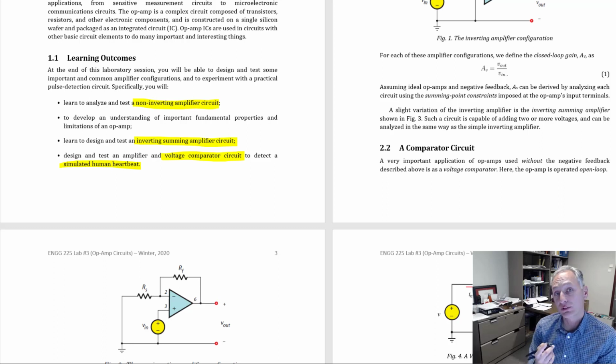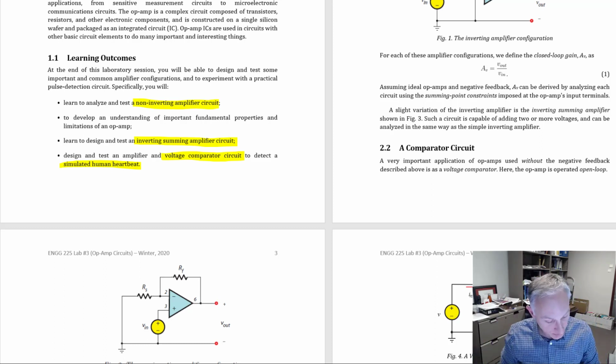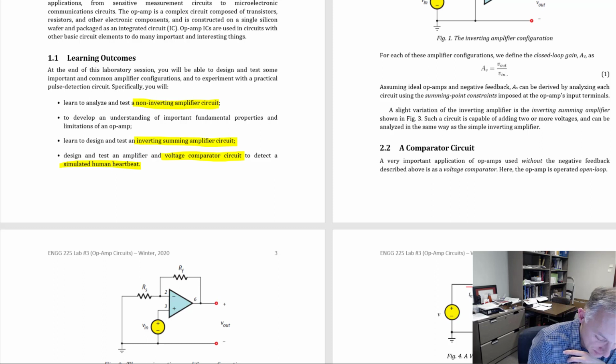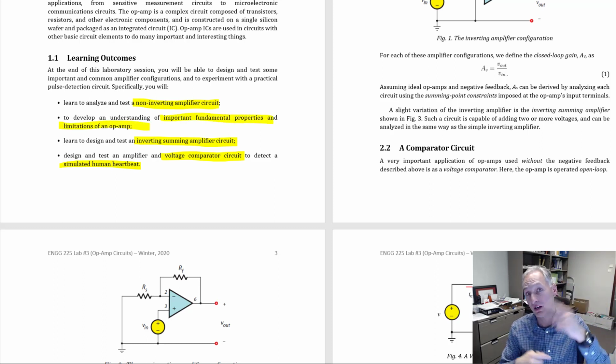As part of this lab, we're going to explore the properties of the op-amps that we've discussed in lecture, and that's that the input current into the op-amp is 0, and that when you have negative feedback, the positive and negative input terminals have the same voltage. So that's a virtual short circuit. That was the fundamental properties and limitations. Limitations are also going to be the voltage swing that the output of the op-amp can go to.